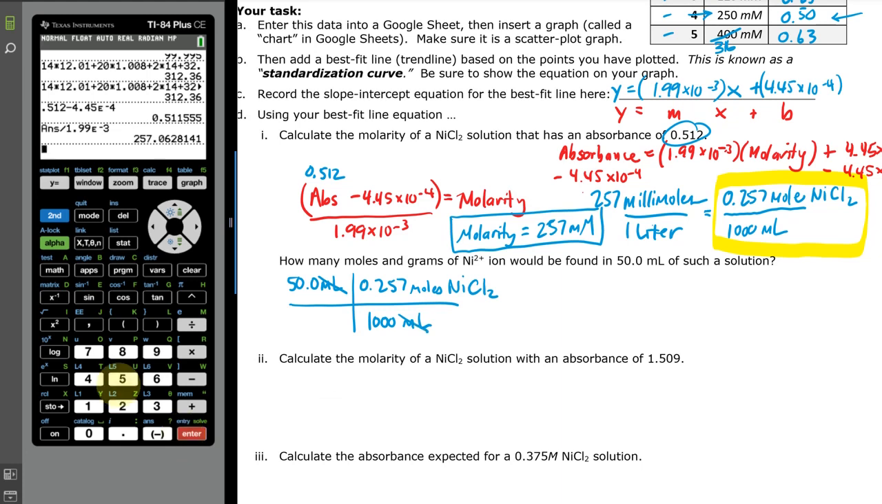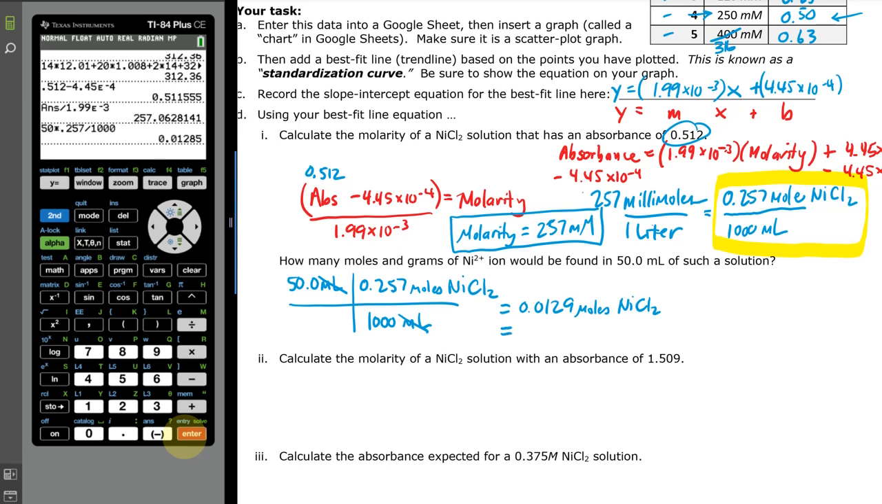So let's punch it in and find it. 50 times 0.257 divided by 1,000. And that'll give me moles. 0.0129 moles of nickel chloride. Now, look at that. 0.0129 moles of nickel chloride would contain 0.0129 moles of nickel, because in every nickel chloride, there's 1 nickel. It would contain twice as many moles of chlorine, because there are 2 chlorines in every unit of nickel chloride, but this question isn't asking me that.